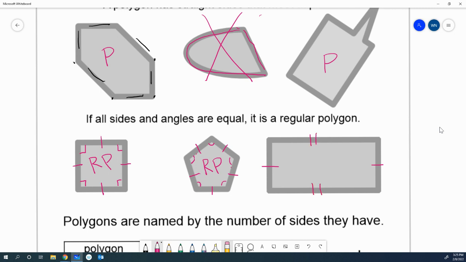This side and this side are equal. So we have our two little tiny marks there to show that the opposite sides are equal. So all the sides aren't equal, so it is not a regular polygon. It is a polygon, but not a regular polygon because all of its sides aren't equal.